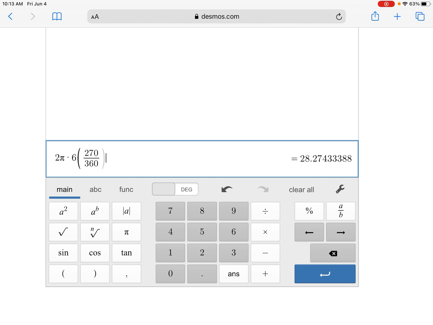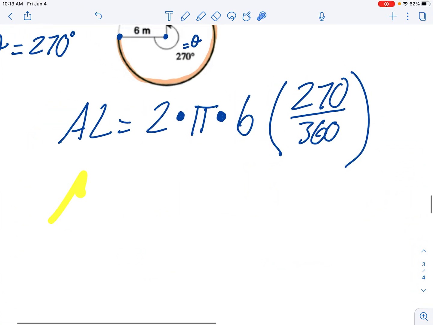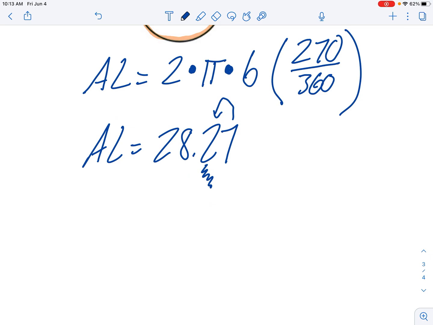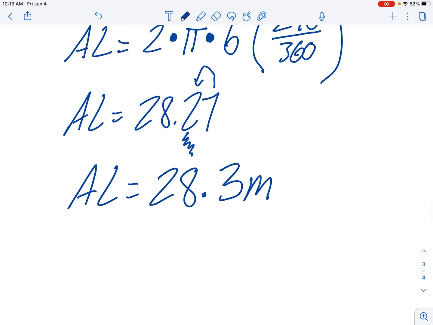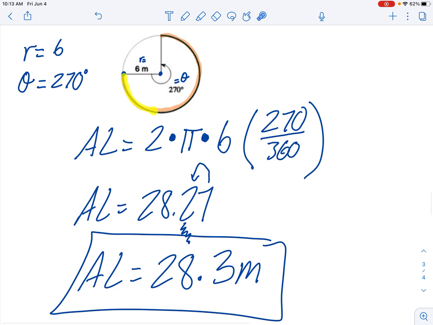Oh, no. Go over here. There you go. I get 28.27, right? So AL is equal to 28.27. I'm going to round to the nearest tenth, so the 7 is going to tell the 2 to go up to a 3. So the arc length is equal to 28.3, and we're dealing with meters here. And there you go. That means that from here all the way around to here is 28.3 meters.